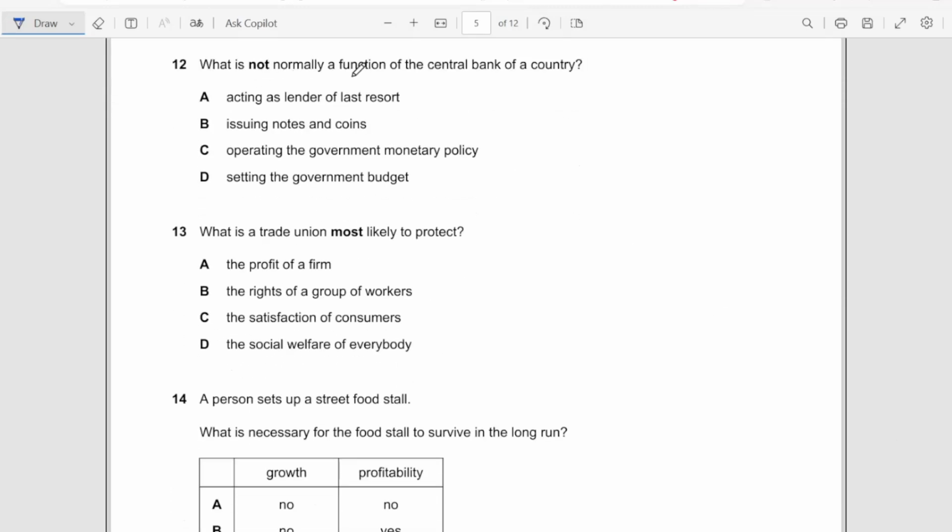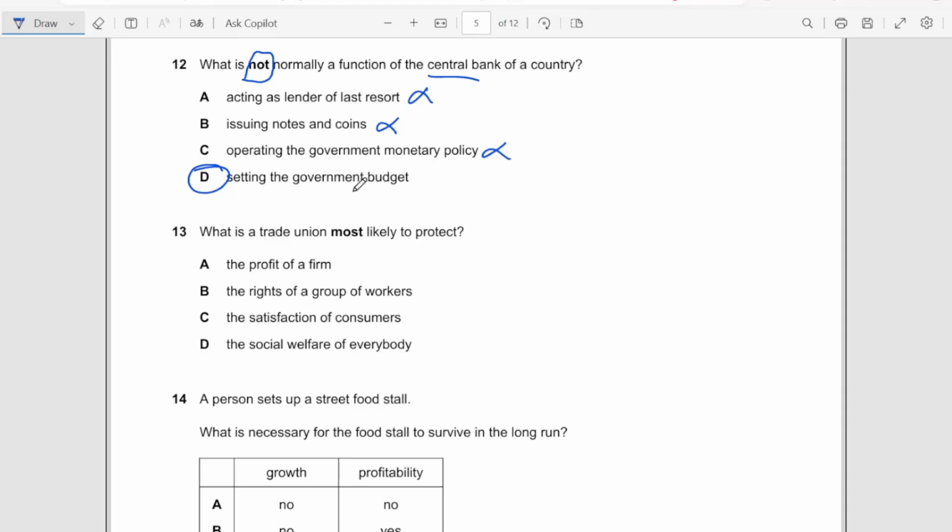Next, what is not normally a function of the central bank of a country? What is not? Please be careful here when they say not. Acting as a medium of exchange is a function of money. This should be taught to you in the classes. Issuing notes and coin is a function of central bank. Operating the government monetary policy is a function. Setting government spending is not, okay? This is not the function of central bank because this is what the government does. It creates its fiscal budget.